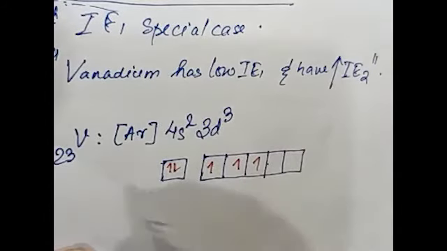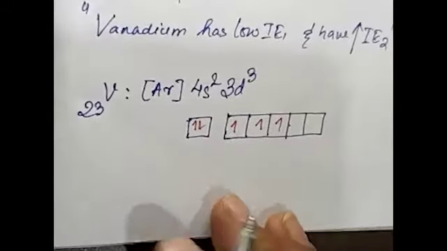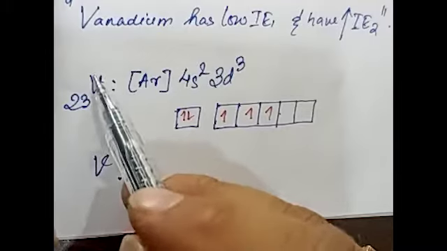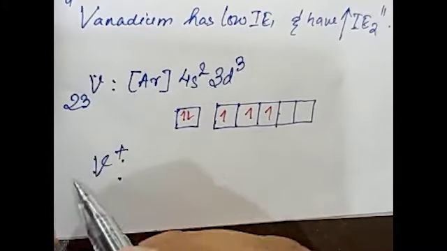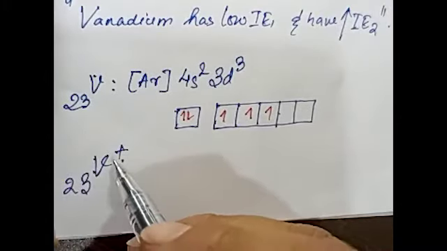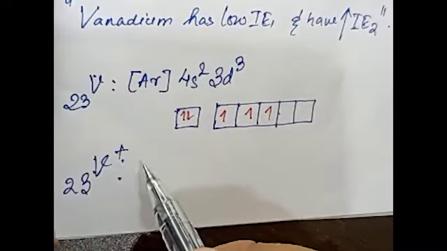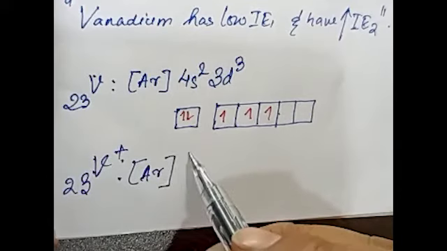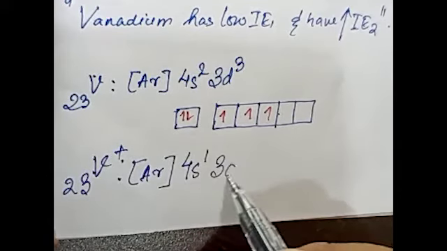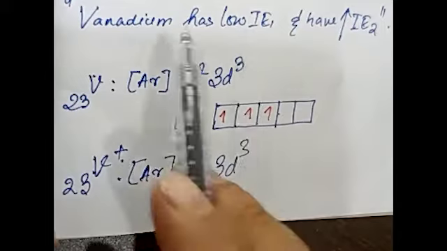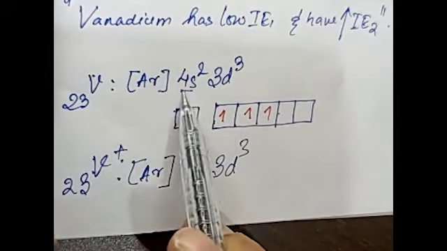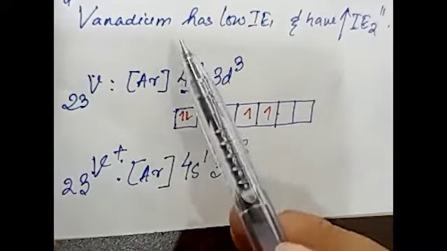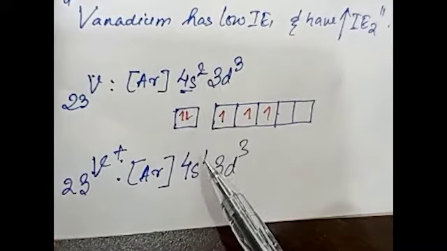So in vanadium, if it loses one electron and becomes V+, that means it has lost one electron. Atomic number remains the same, but it has lost one electron. So in such a case, it becomes 4s1 and 3d3, right? Because it will lose the electron from the higher shell, not from 3d, but from 4s.